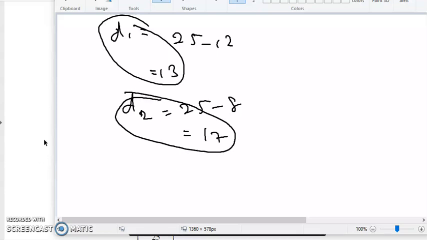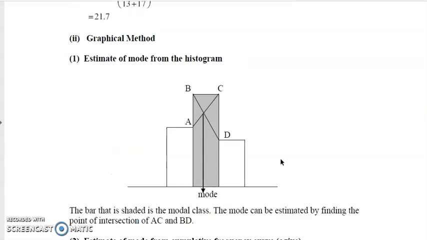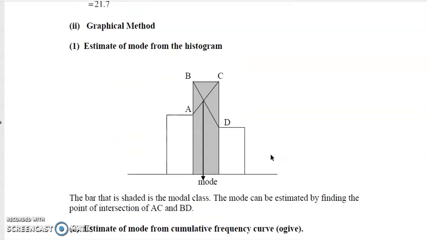So let's see it together. After you know what your lower boundary is, what your D1 is, what your D2 is, and what your C is, of course, obviously the class size is 5. So just substitute into the formula, and you can use a calculator to get your answer here. Next, we are going to see how to find the mode using the graphical method.